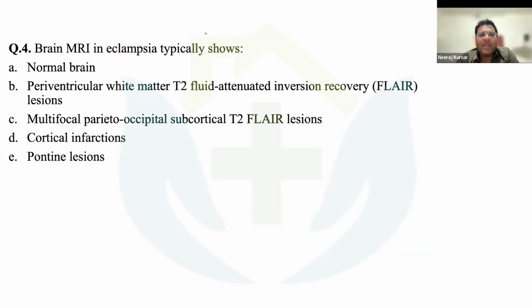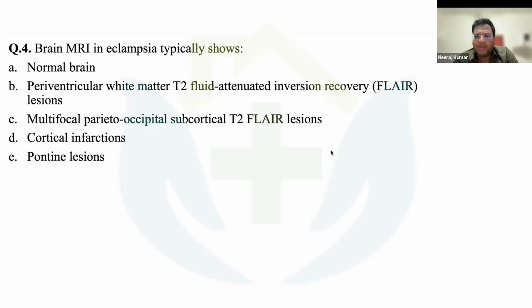So now, if you want to do a brain MRI in eclampsia, typically what will it show? It will show a normal brain. It will show periventricular white matter T2 fluid attenuated inversion recovery, a FLAIR response. It will show T2 FLAIR lesions in multifocal parieto-occipital subcortical regions. It will show a pontine lesion. It will show cortical infarctions.